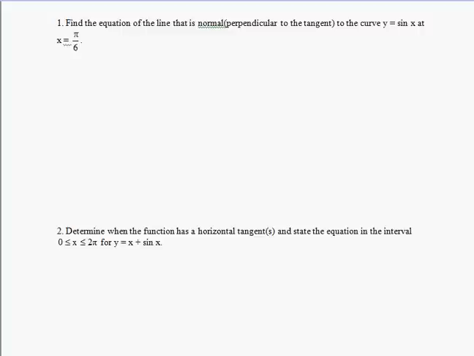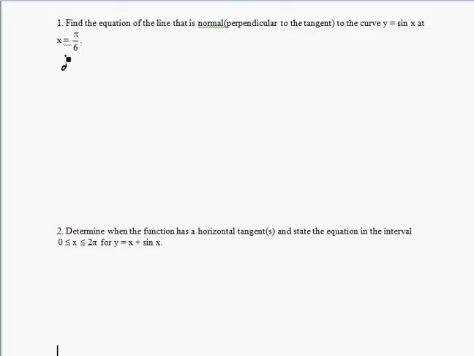Okay, here we're going to do some more trig stuff. This time we'll be doing tangent lines and horizontal tangents and stuff like that. So first one is find the normal or perpendicular to the tangent of the curve y equals the sine of x. So for everything you need an x and a y and a slope value.